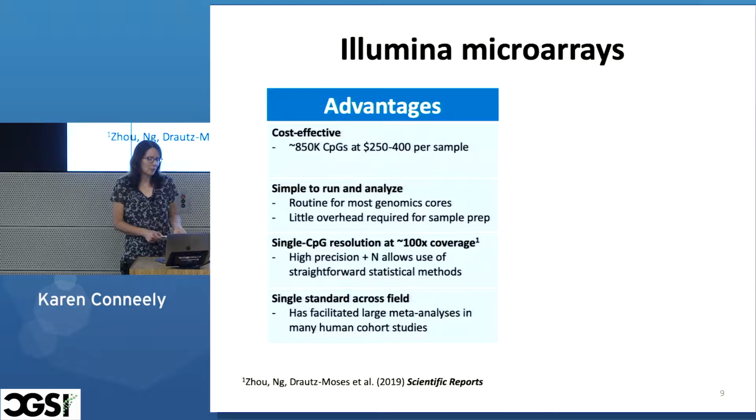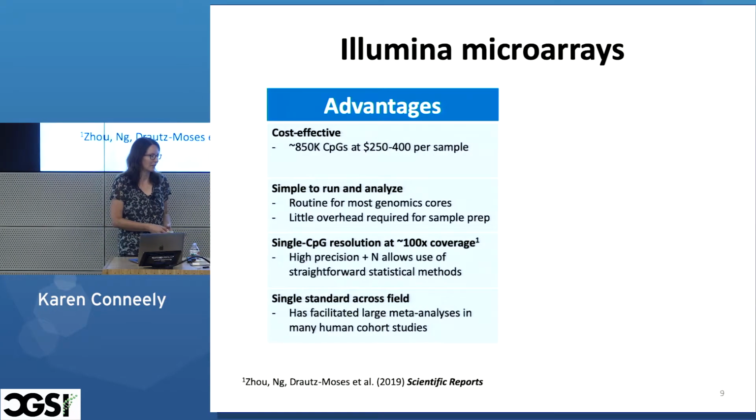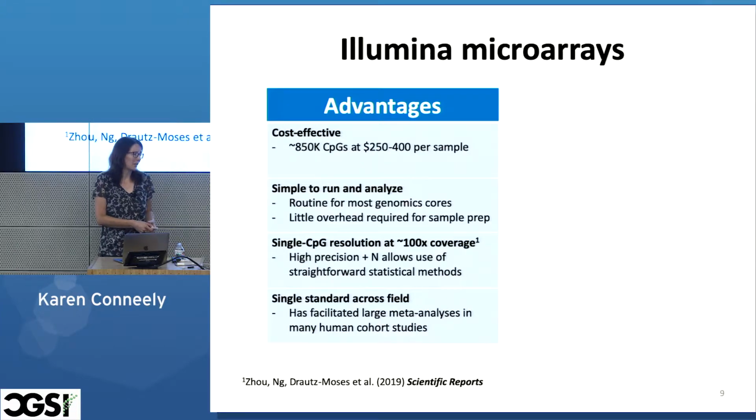And also for these reasons, everyone has used this array. And so we have a single standard. There's no competitors, really. Affymetrix is not in the game. So we have many groups all using the same array. This allows easy collaboration. There have been many large meta-analyses using the kinds of data generated with these microarrays. So those were the advantages.